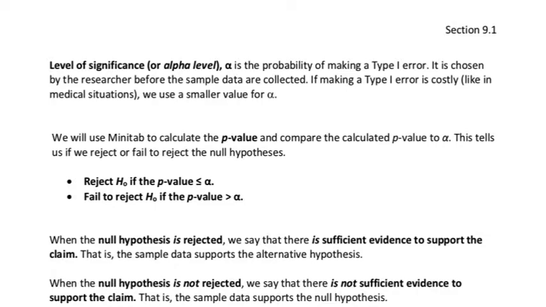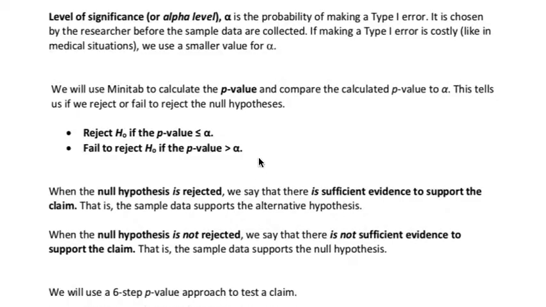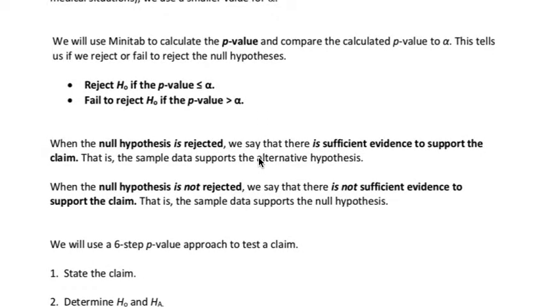So then they collect the data, and we are going to use Minitab to calculate the p-value and compare the calculated p-value to the value of alpha. This will tell us if we will reject or fail to reject the null hypothesis. We will reject the null hypothesis if the p-value is less than or equal to alpha. We will fail to reject the null hypothesis if the p-value is greater than alpha.